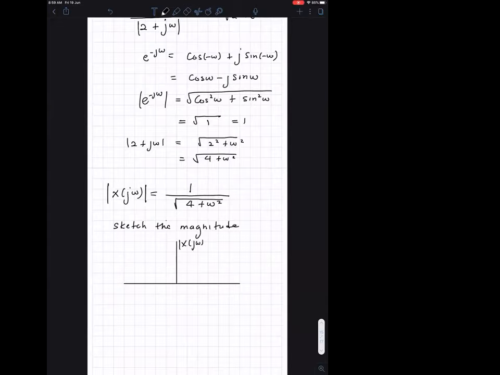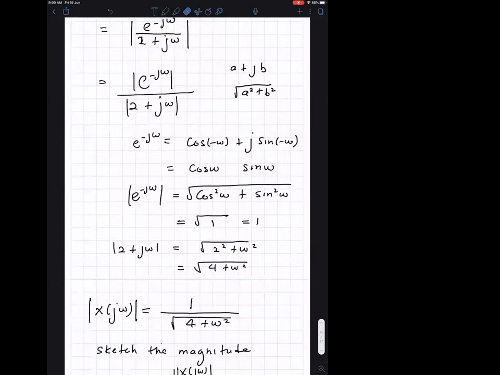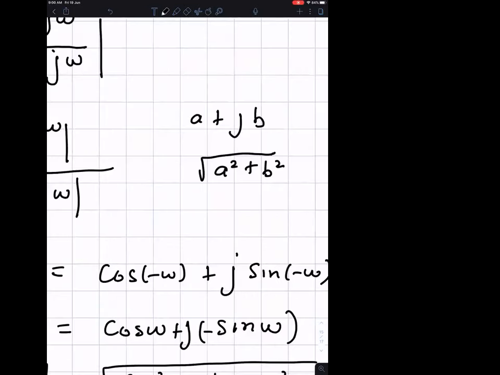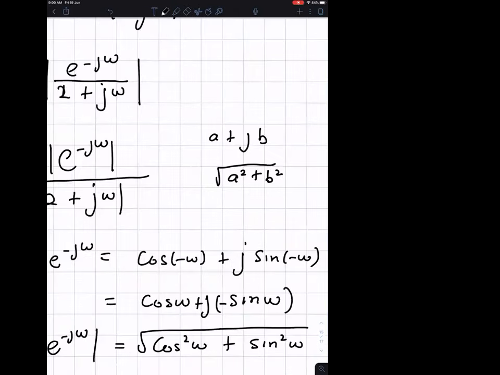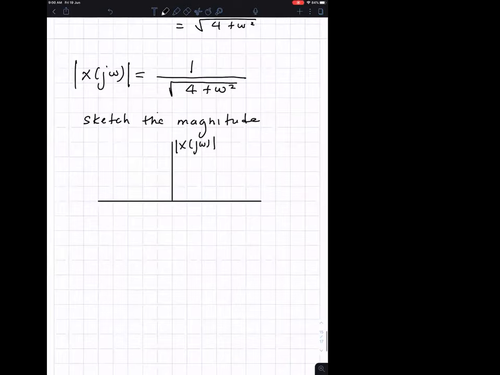Sir, the square root part, the cosine squared omega, why does it become plus 1? Shouldn't it be minus? The minus is the imaginary part. This is outside here, plus, minus, okay? Oh, okay, sir. Understood. Anyway, you should ask questions, no matter how simple it may be.